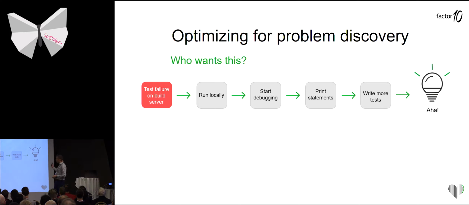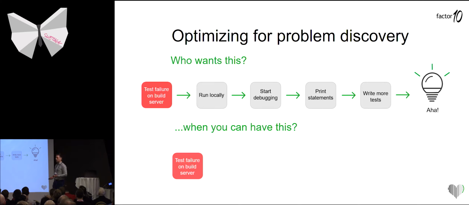So this long chain where we play detective, we pull out our detective's hat and we start the debugger and do a lot of investigation. But why not: test failure on build server, and now I know what the failure is. This is what we want to achieve, to get immediate knowledge about the problem in our code, because then we can be really quick with the fix and actually go home to our families on the Friday evening and not spend the entire weekend debugging things.